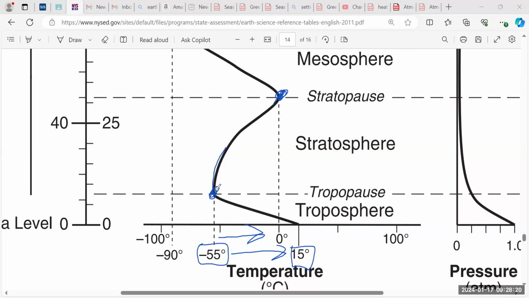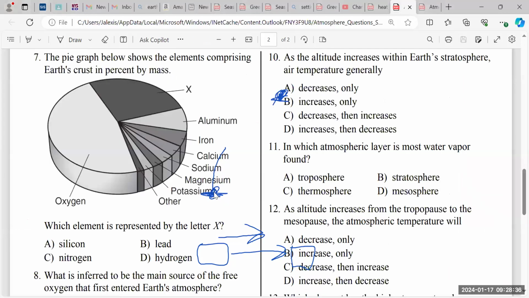There's not one point in this line where the black line is moving to the left. It is always moving to the right as it goes upwards from the bottom of the stratosphere to the top of the stratosphere. So my correct answer is going to be increase only.